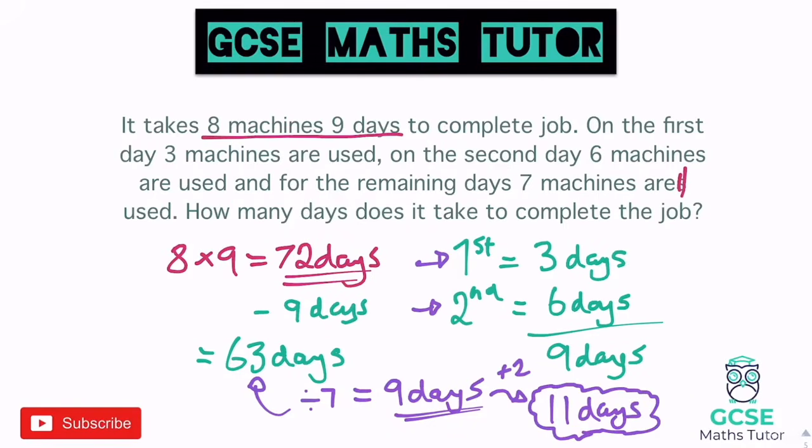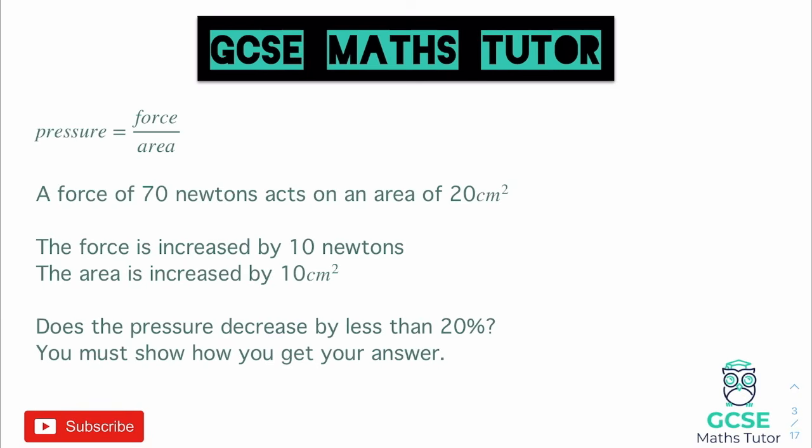Okay, so looking at some pressure, force and area. It says here a force of 70 newtons acts on an area of 20 centimetres squared. It says the force is increased by 10 newtons and the area is increased by 10 centimetres squared. Does the pressure decrease by less than 20%? And you must show how you get your answer.